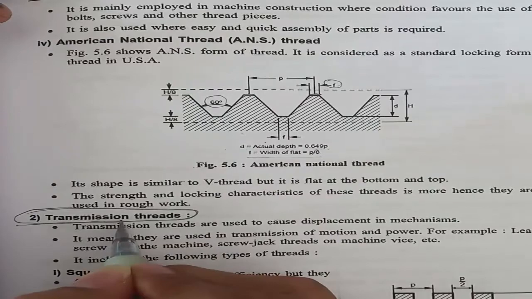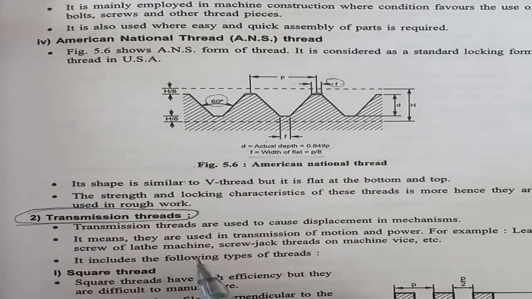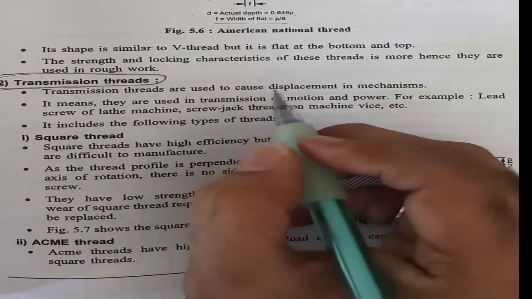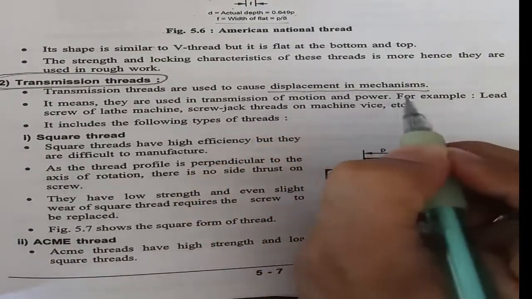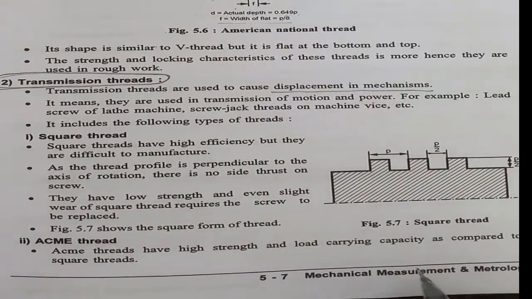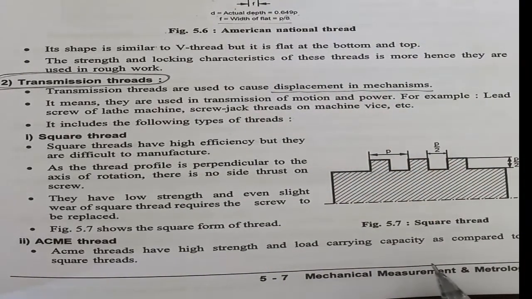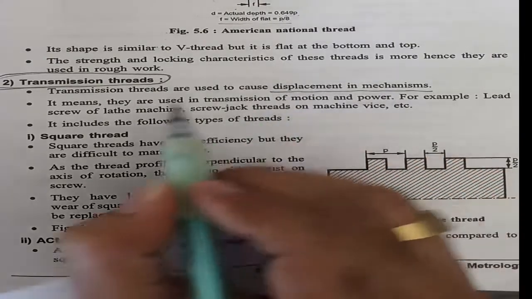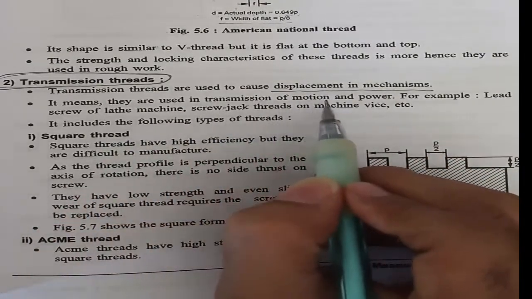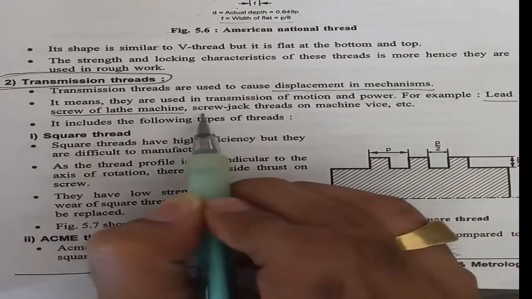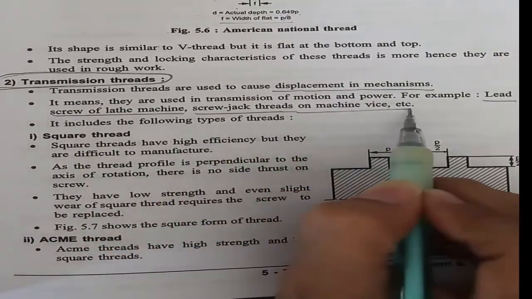Next is the transmission thread. In a transmission thread, as I told you, it is used for displacement in mechanisms. Suppose a screw jack. In a screw jack you can see square or acme thread used, and in power screws and all that. So it is used for displacing the load. It means they are used in transmission of motion and power. For example, the lead screw of a lathe machine, screw jack, threads on a machine vice, etc.